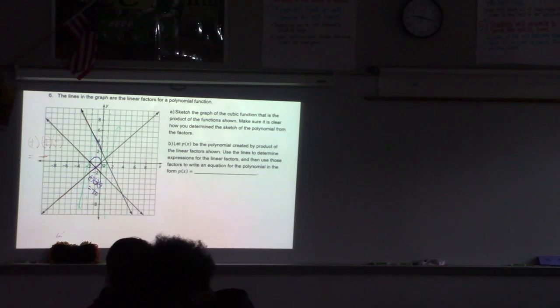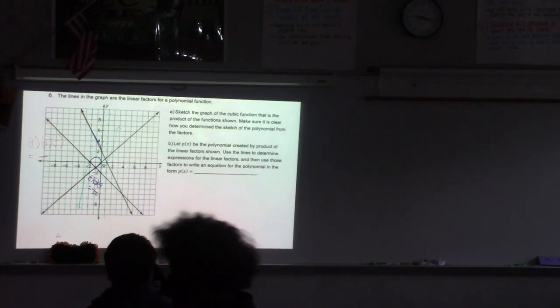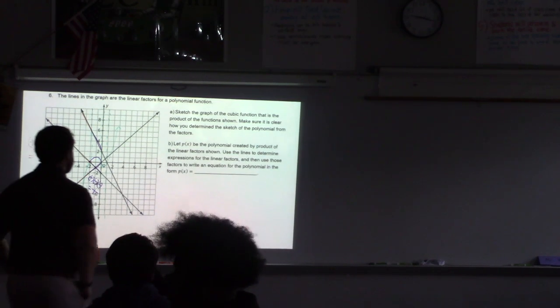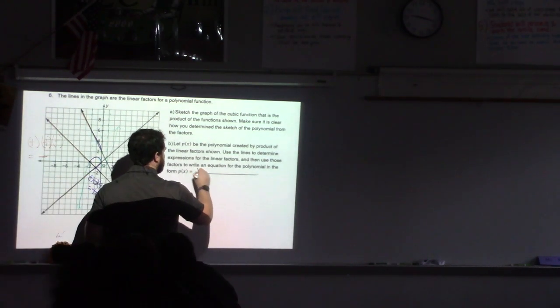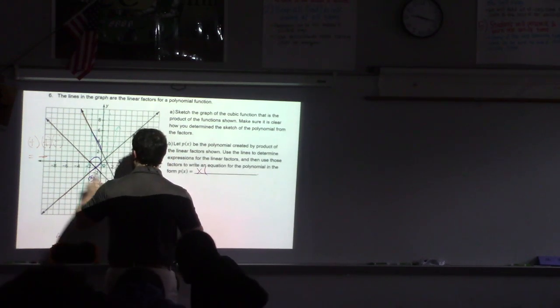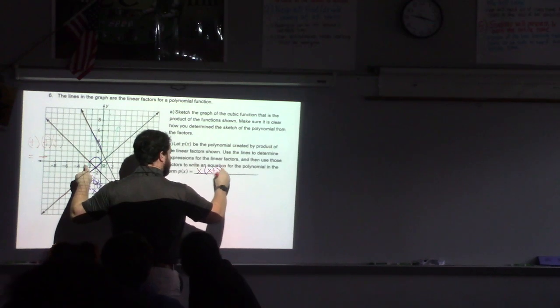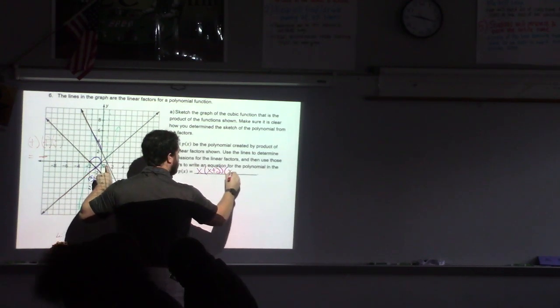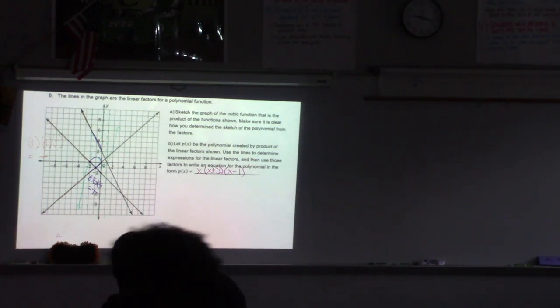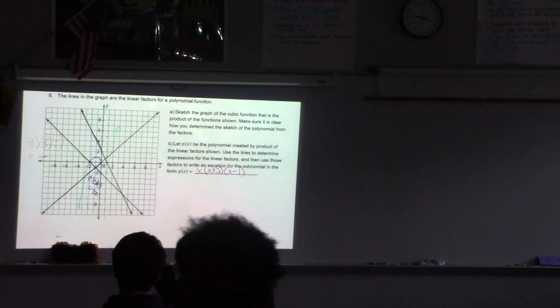Okay, for P of X, writing the equation, how many factors went into P of X? Three. So you needed how many factors when you wrote the equation for P of X? Three. However, the most common mistake I saw students make was this. The most common mistake that I saw students make if they got close. That polynomial would have the correct roots. That polynomial is not correct for this function, though.